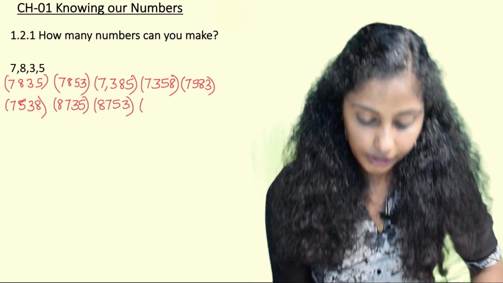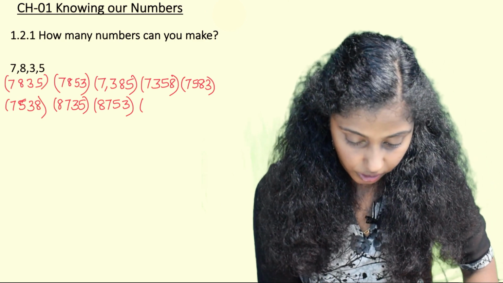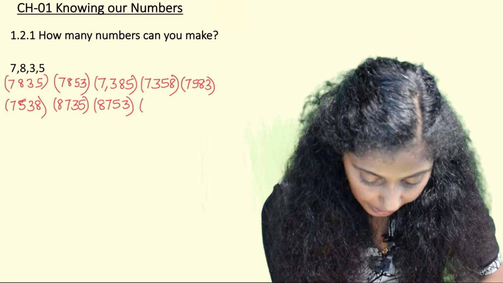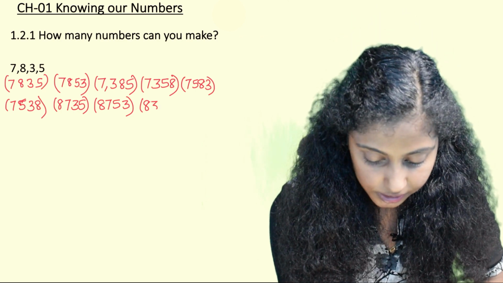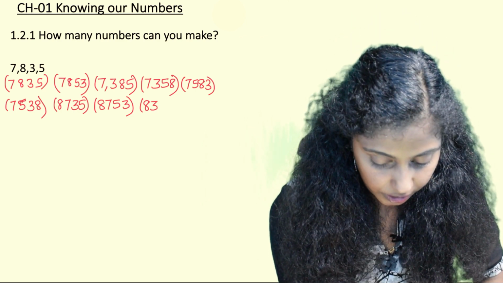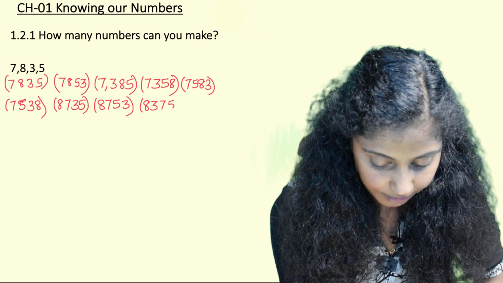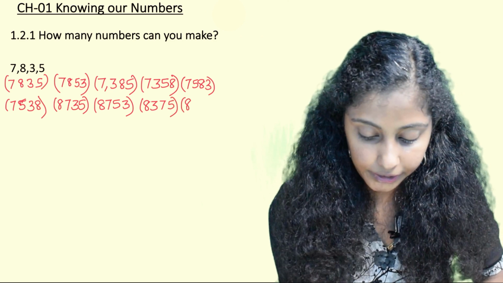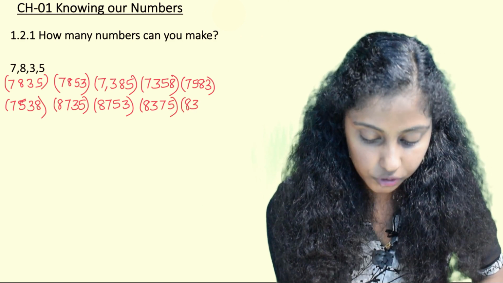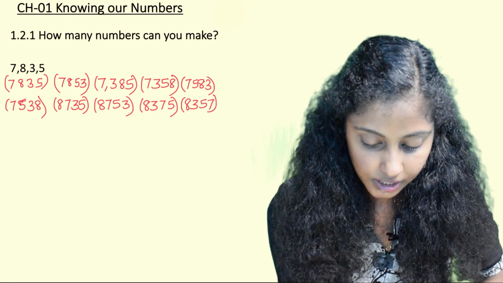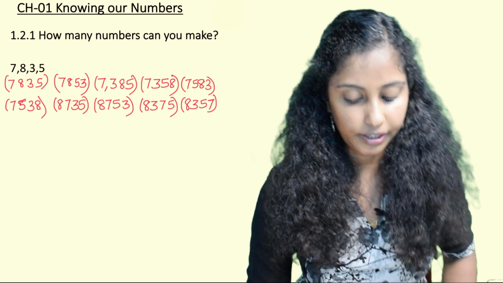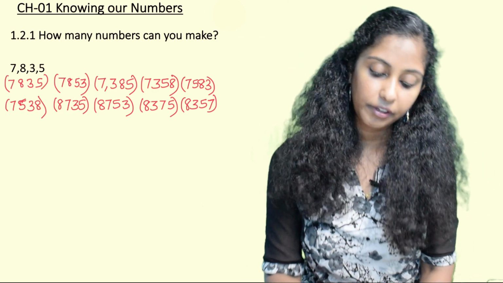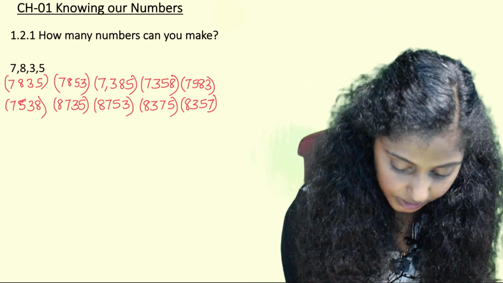After completing this, what else I can do is I will keep 8 in the first position, and now I'll keep 3 in the second position, and then I will write the rest of the digits, 7 and 5. Now again I keep 8 in the first position, 3 in the second position, and 75 I make as 57. So here, in both the numbers I have written 8 and 7 in the first and second position, and even 8 and 3 in the first and second position.